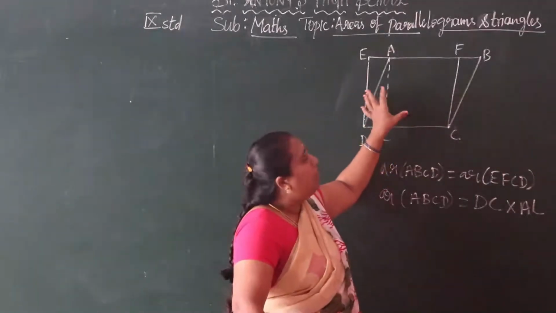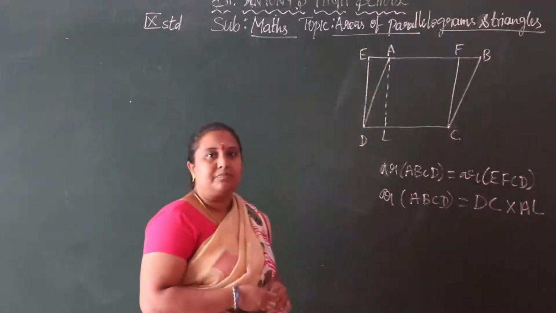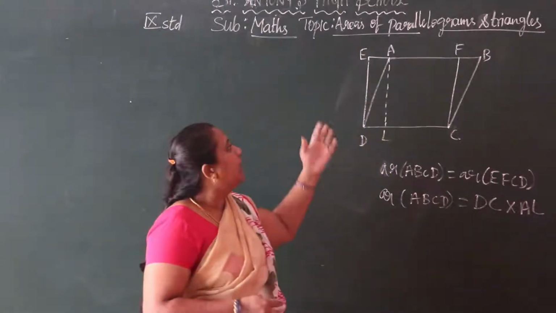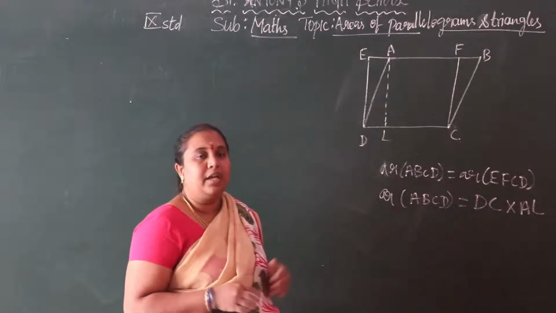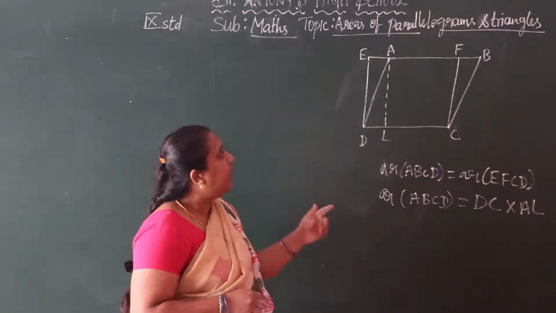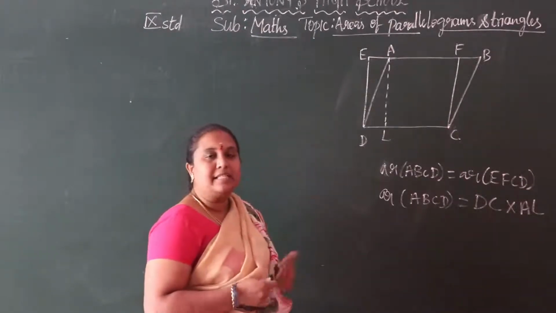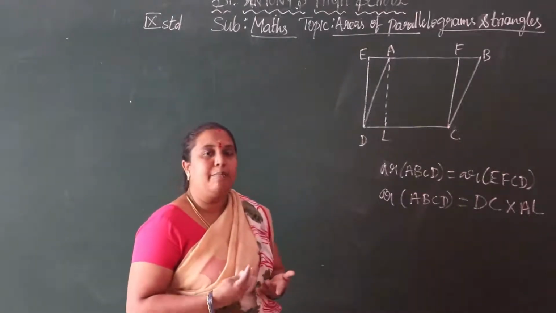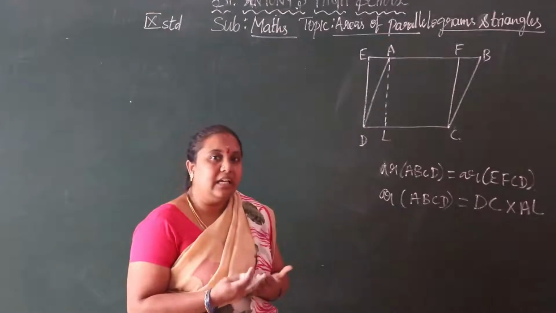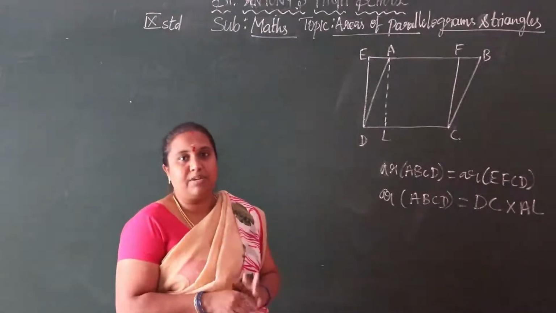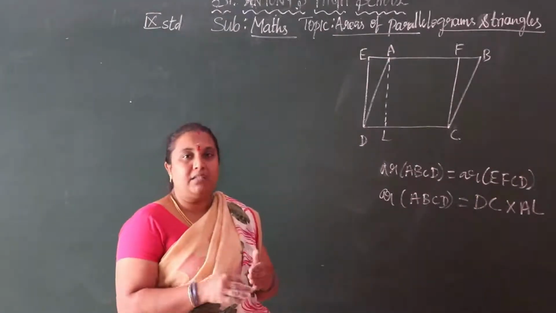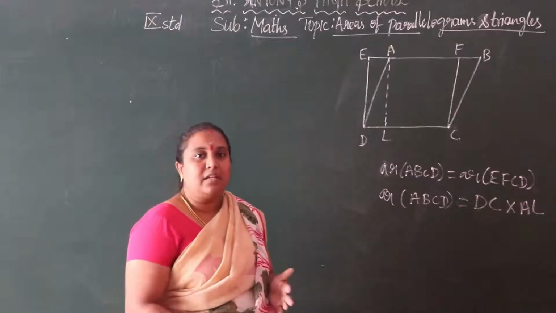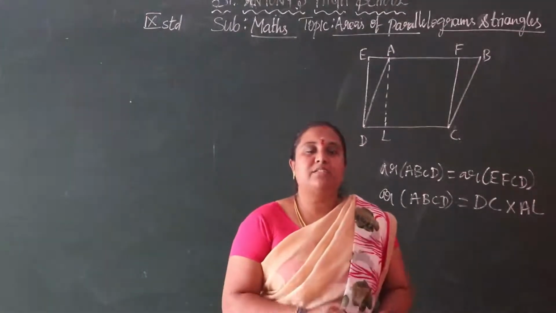Now by the theorem, these two are equal. Area of EFCD equals area of ABCD. That's it. We can't prove it again; we have to write it by the theorem. So what is the theorem? We have to write the statement there. That is the important thing. By the theorem, what is the statement here?